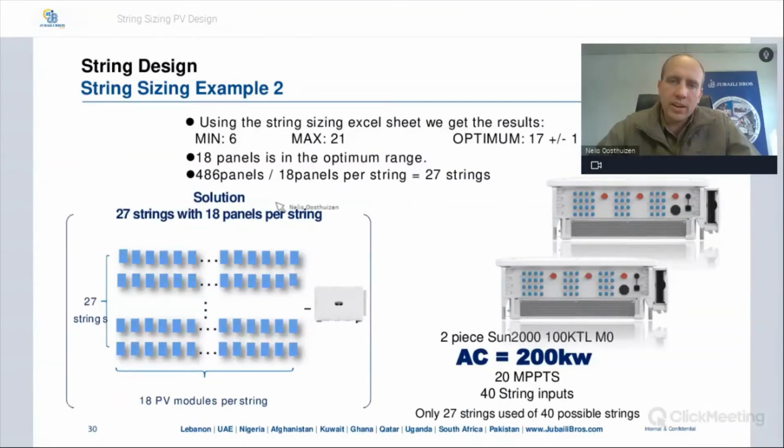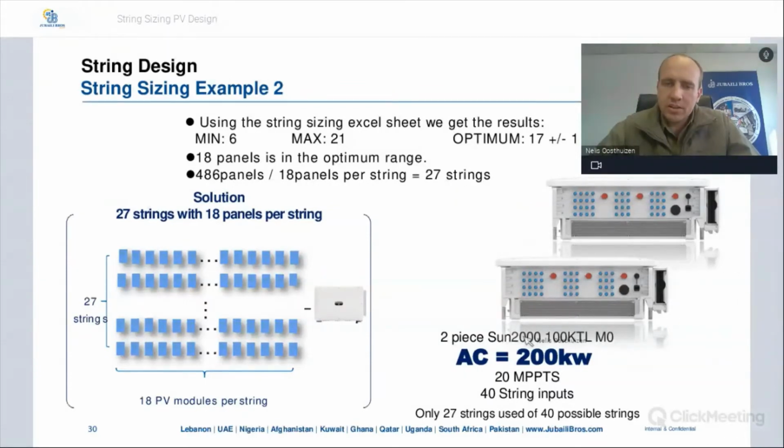But in this scenario, again, using that string sizing Excel spreadsheet, you would have chosen your inverter, input your panel data, and based on that, either using the string sizing Excel sheet, or if you did a manual calculation, the minimum panels would have been 6 and the maximum 21, and the optimum range was 17 plus minus 1. So in this instance, it was recommended to use 18 panels. So 486 panels divided by 18 panels per string means that you're going to use 27 strings.